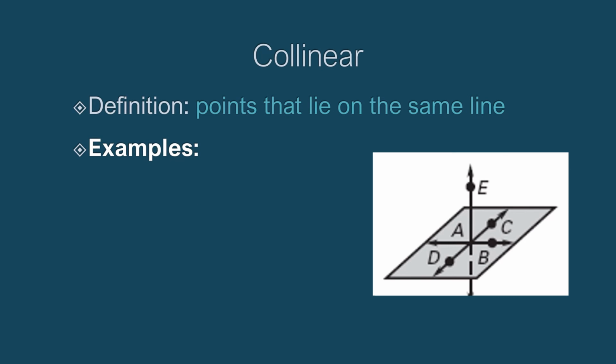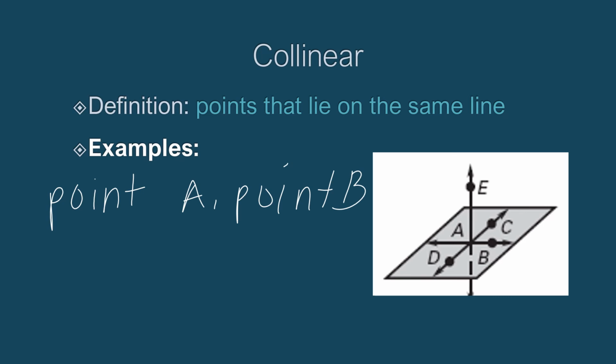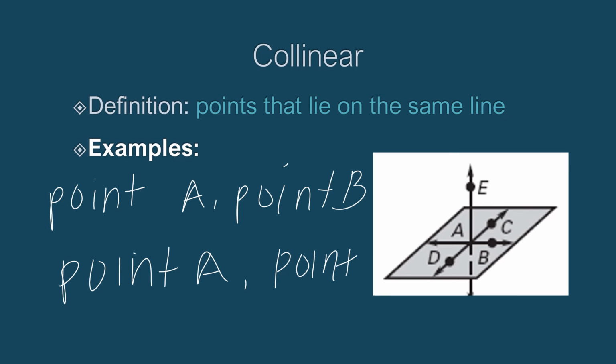Collinear are points that lie on the same line. We would just want to name these by using point whatever and point whatever. You can use any points here that lie on the same line. So I did point A and point B. You could also do point A and point E, because point A is that middle point right here, and then point E lies on that line as well. So you could do any two points that lie on the same line.